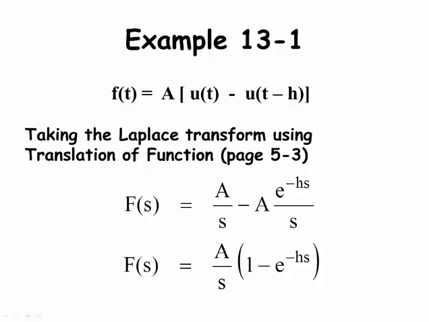The second term is transformed using the translation of function rule on page 5-3 of the course packet and equations 6 and 3 of the Laplace transformation table. When we use the translation of function, we get a over s times e to the minus hs. This can be reorganized as shown on the slide. This is the Laplace domain expression for the time domain expression at the top of this slide that describes the positive pulse of magnitude a shown on the previous slide.